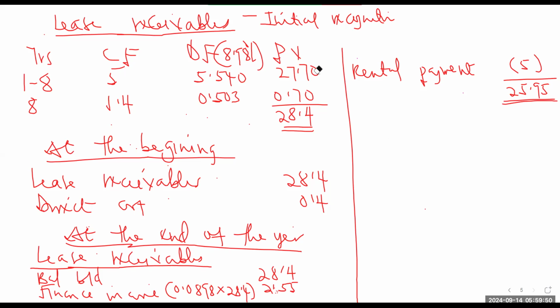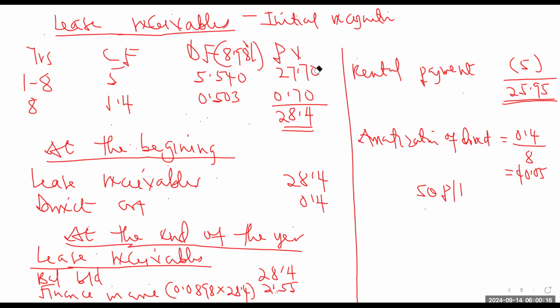Let me come to the amortization of the direct cost first. Amortization of the direct cost will be 0.4 divided by 8, isn't it? Yes, sir. So I'm having 0.05. Is that correct? Yes, it is. So let's come to the statement of profit or loss.